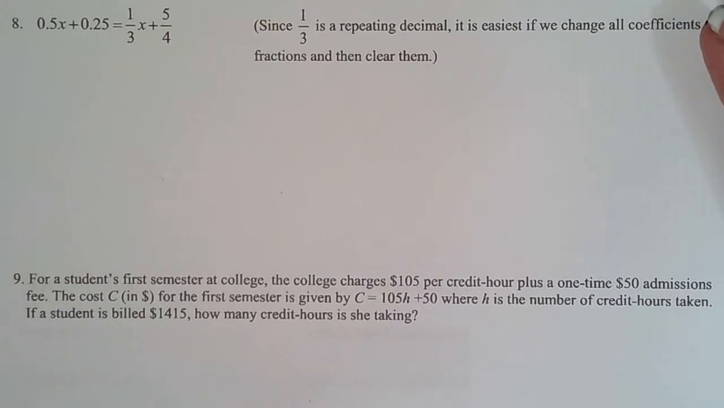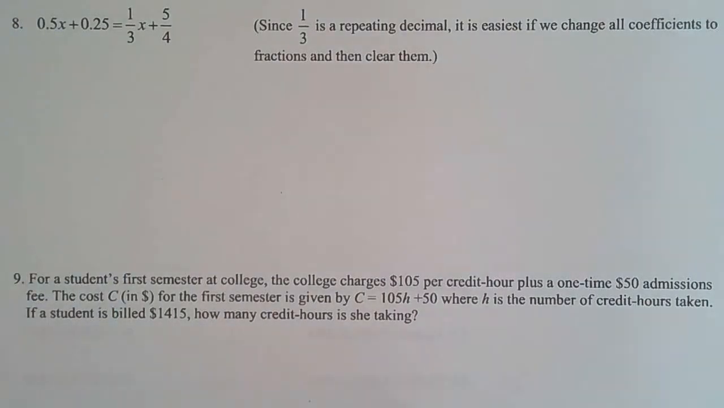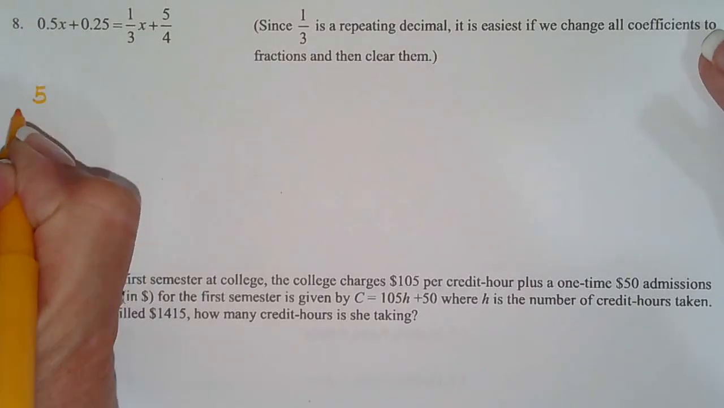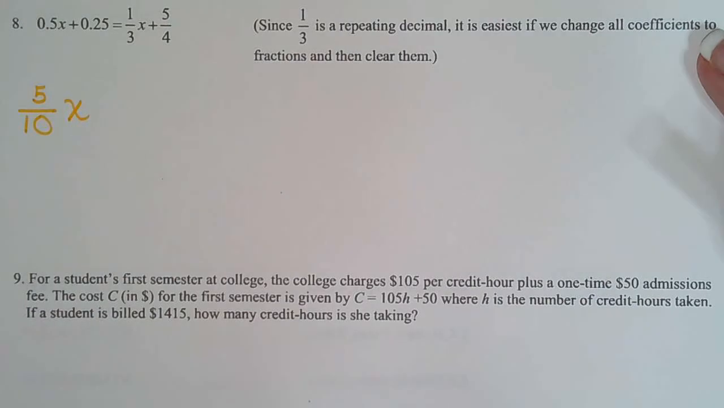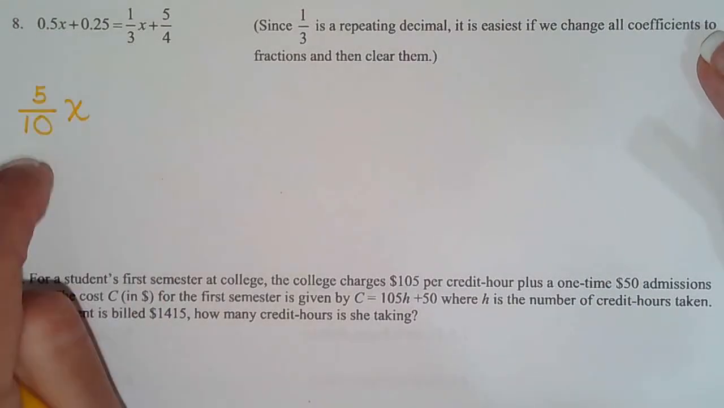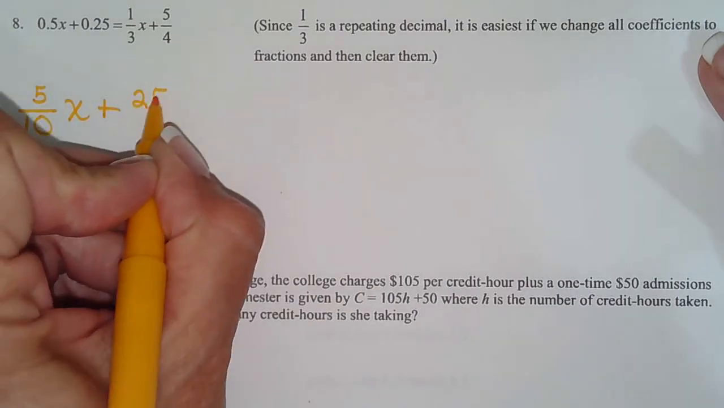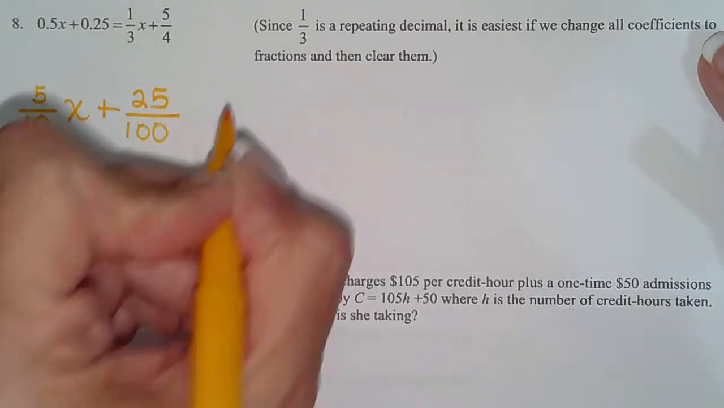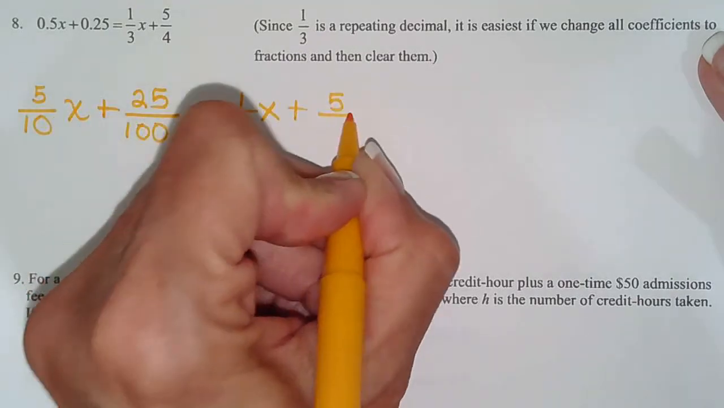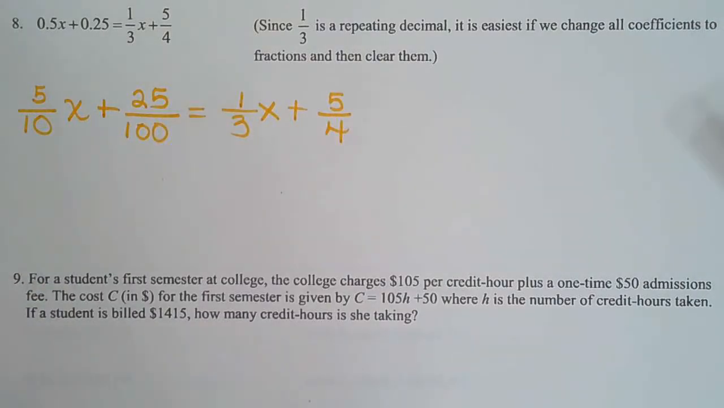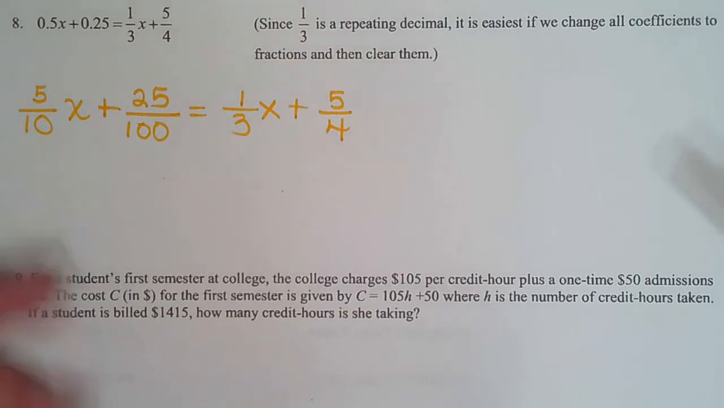So this would be 5/10 x. So 5/10 x, and we'll simplify our fractions in just a minute. This has 2 decimals, so 1 decimal is 10, 2 decimals is 100, so this would be plus 25/100 equals 1/3 x plus 5/4. So now I have them all in the same unit. So now I can find the LCD more easily and so on.